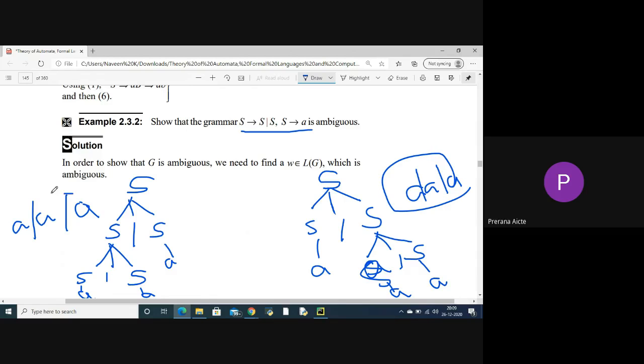So both the strings are equal. But we have two different derivation trees for the given grammar and the string is the same, then the grammar is said to be an ambiguous grammar. Okay.